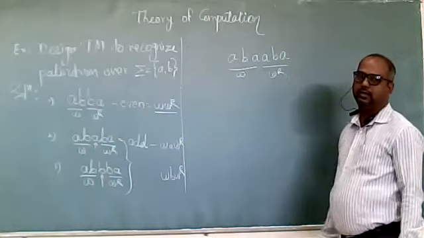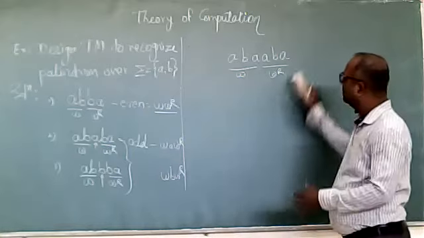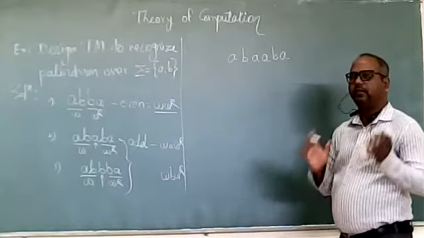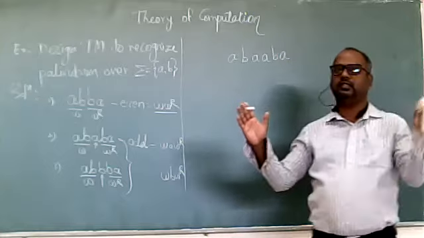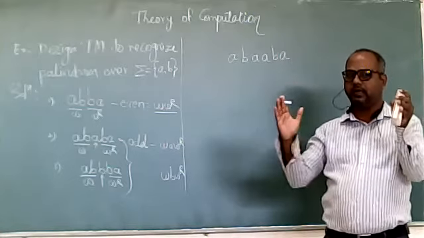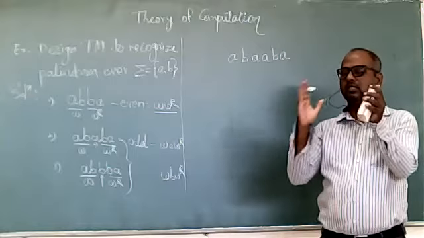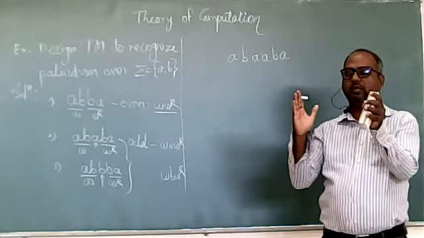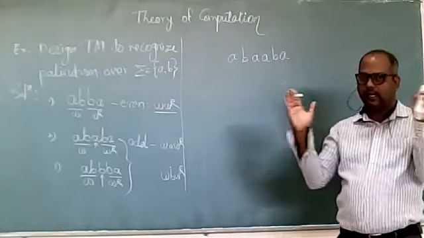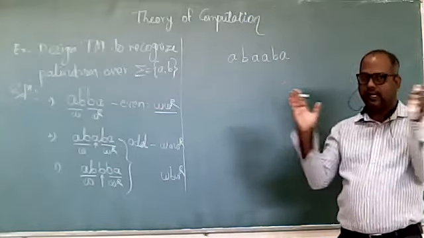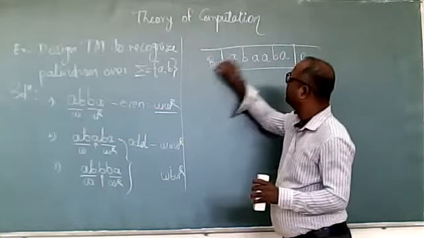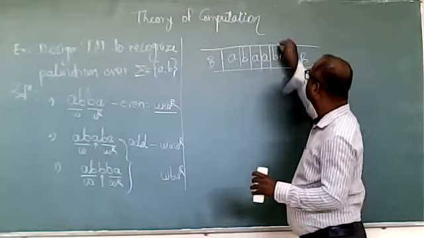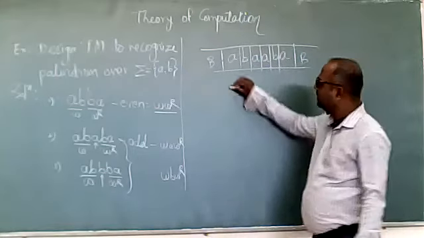Now the logic to check whether the given string is a palindrome or not. We'll use a simple thing. What do we mean by palindrome? The first alphabet must be similar to the last alphabet. The second alphabet must be similar to the second last. The third symbol must be similar to the third last. Likewise, this we are going to check. So this input is stored onto the tape, as our Turing machine requires, and the head is always here.